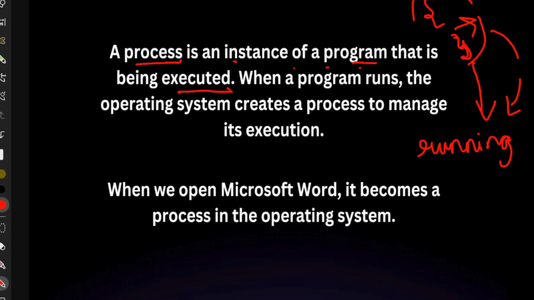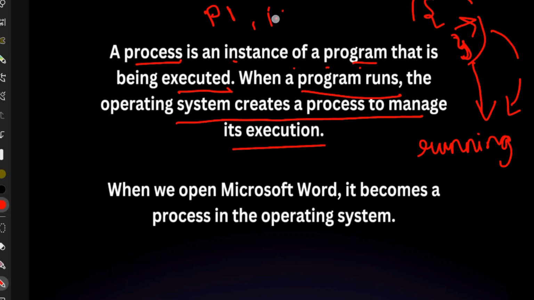There can be multiple processes: P1, process 1, process 2, and process 3, or there can be multiple programs. For example, if you open Microsoft Word, it becomes a process in an operating system where you can read, write, and edit documents. Moving on to the next slide, what is a thread?